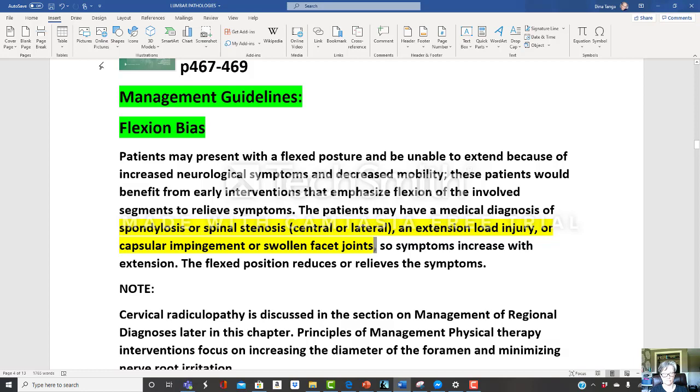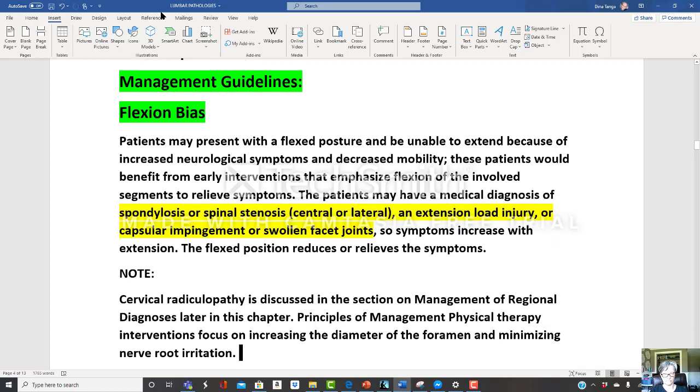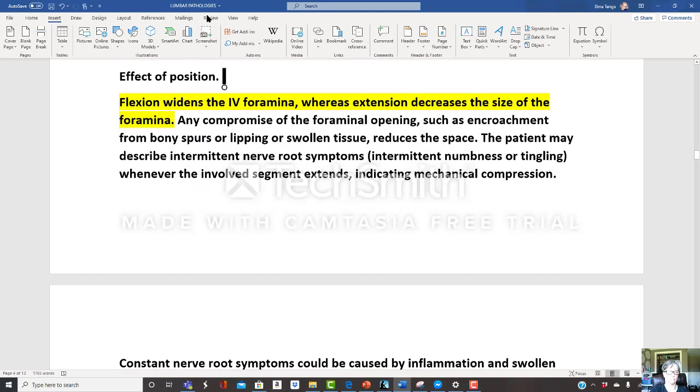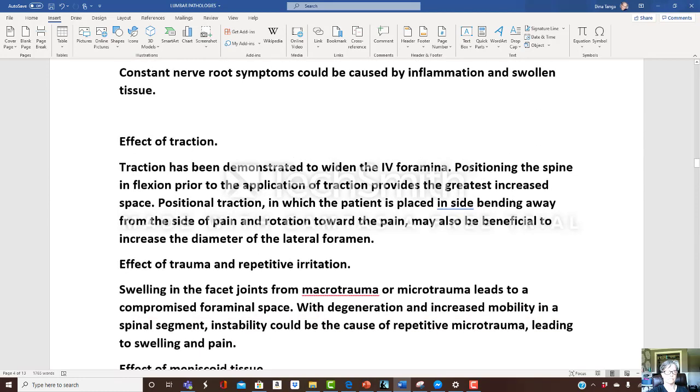Note, cervical radiculopathy is discussed in the section on management of regional diagnosis later in this chapter. Principles of management: physical therapy interventions focus on increasing the diameter of the foramen and minimizing nerve root irritation. Effective position: flexion widens the intervertebral foramina, whereas extension decreases the size of the foramina. Any compromise of the foraminal opening, such as encroachment from bony spurs or nipping of swollen tissue, reduces the space. The patient may describe intermittent nerve root symptoms, intermittent numbness or tingling, if the involved segment extends, indicating mechanical compression.